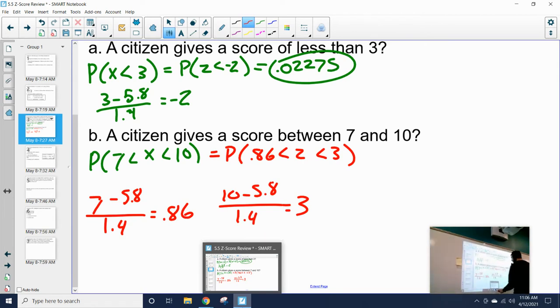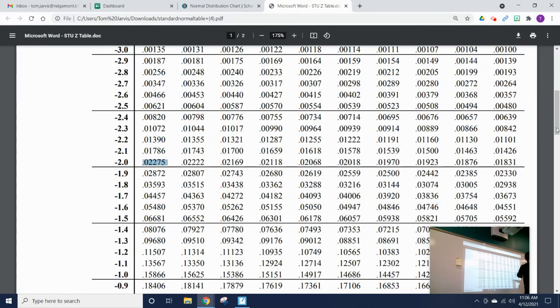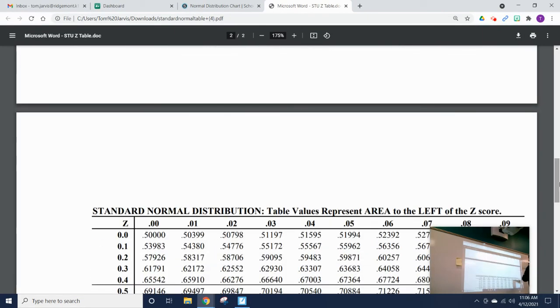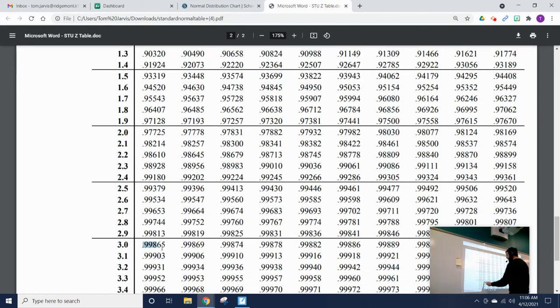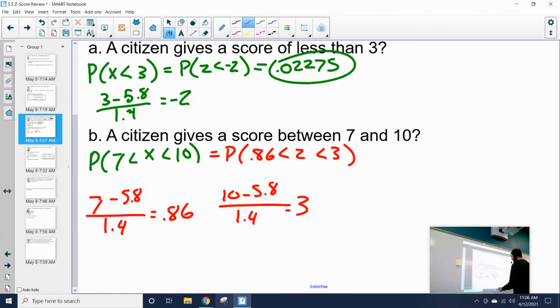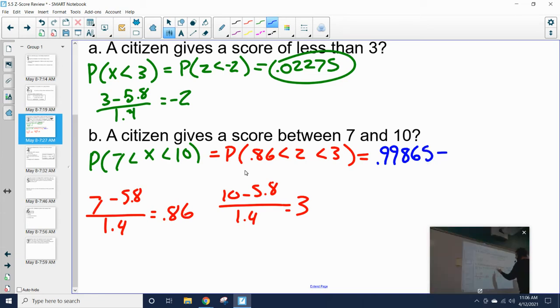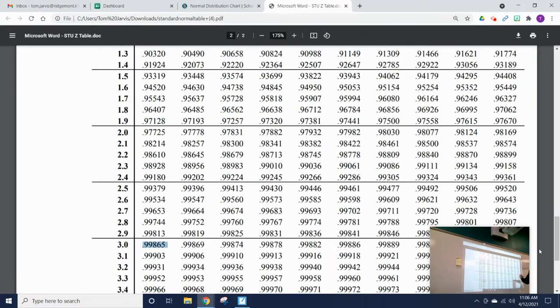So let's find that second value. Let's find 3.00. So go into our positive side of our Z-score table. We find 3 down here at 0.99865. So this is equal to 0.99865.